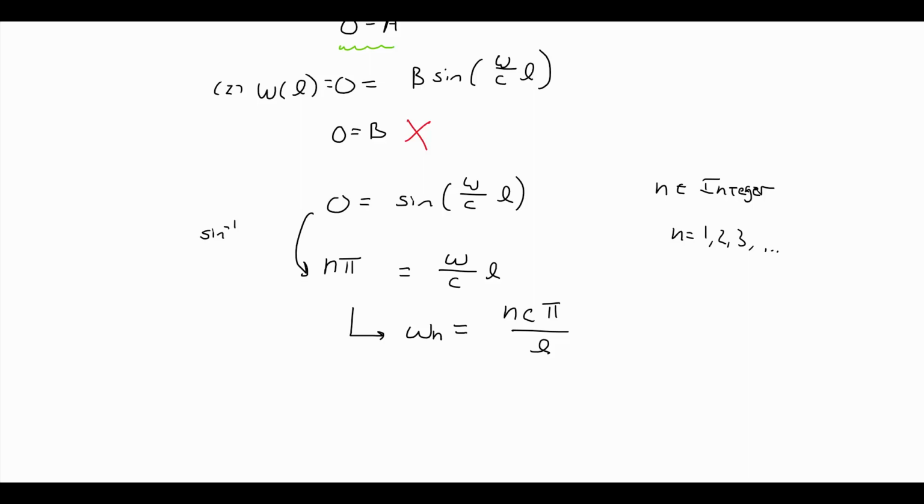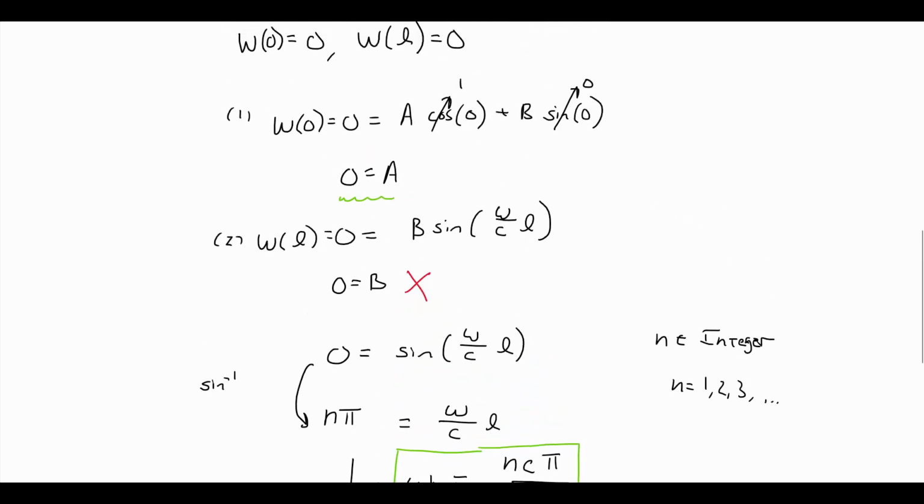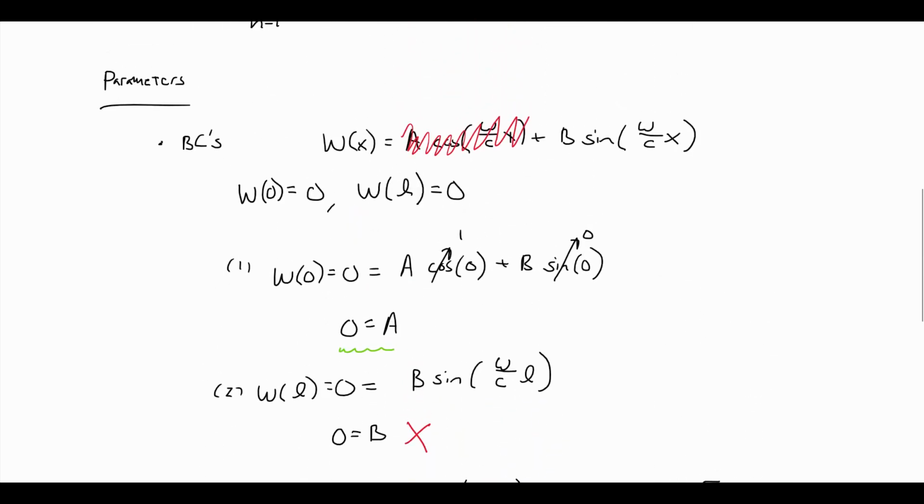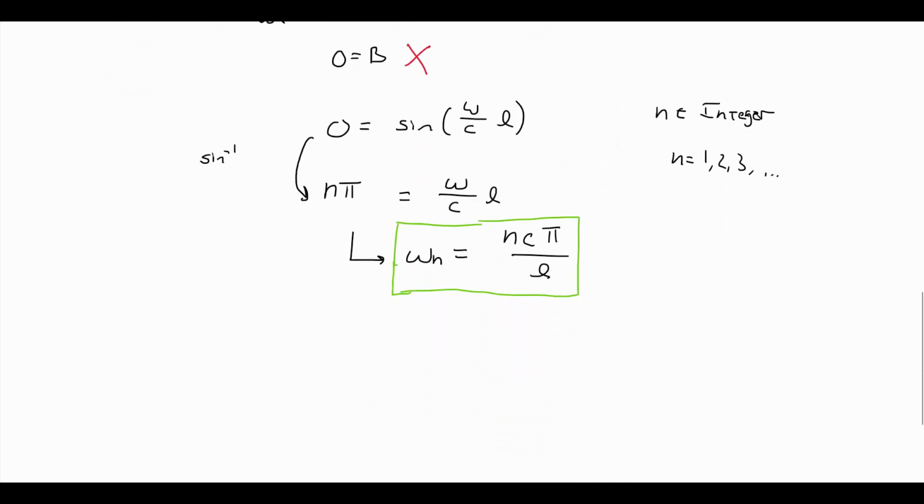Right, so I'm going to put this in a box. This is crucial to know that these are the natural frequencies of this string. And the natural frequencies now we're going to use in our w of x to make our eigenfunctions, which is w sub n of x.